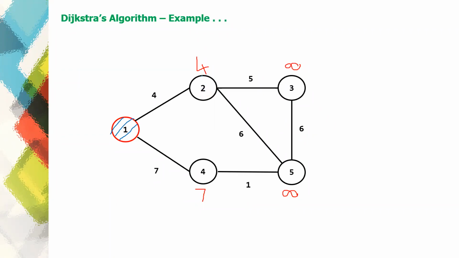So once I have selected vertex 2, it becomes visited. Then immediately you are going to update the distances of the remaining nodes. That is, you are going to apply the relaxation technique. To apply the relaxation technique, you have to check which vertices are directly connected to node 2. Node 2 is directly connected to node 1, but because node 1 is already visited, you need not apply the relaxation procedure.